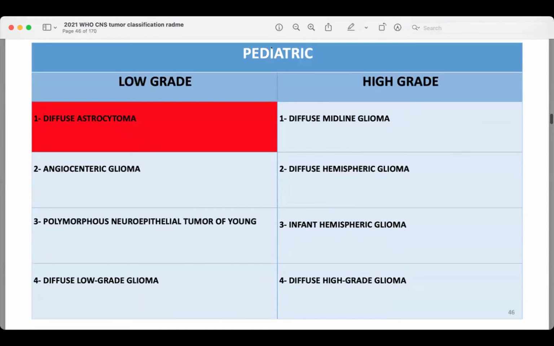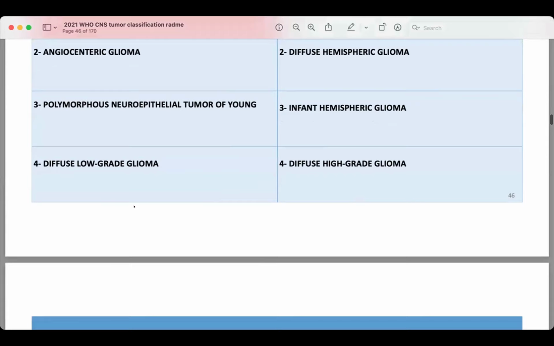Let's talk about the low grade first. We have 4 subtypes: diffuse astrocytoma, angiocentric glioma, the polymorphous neuroepithelial tumor of the young, and lastly, the diffuse low-grade glioma. And remember, all of these types are low-grade gliomas for the pediatric age group.